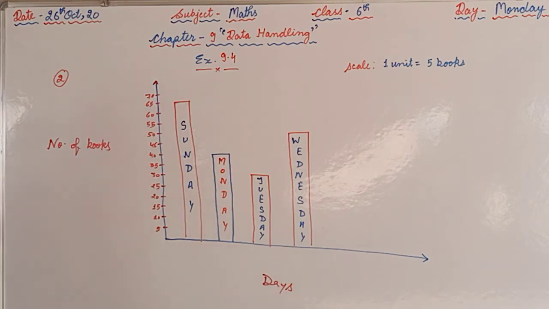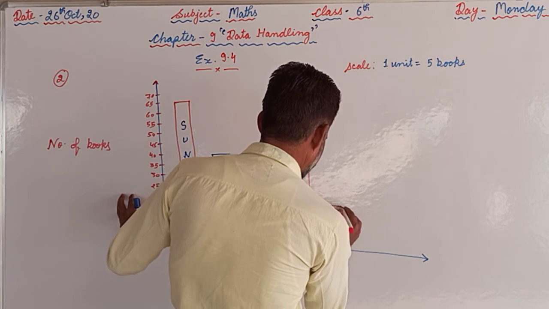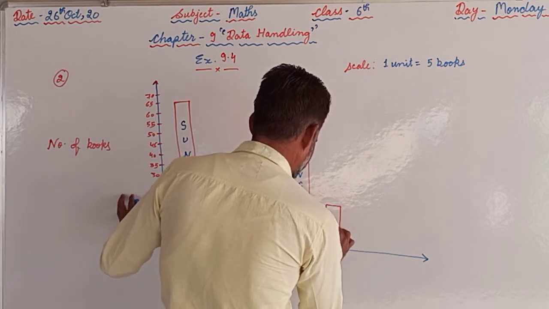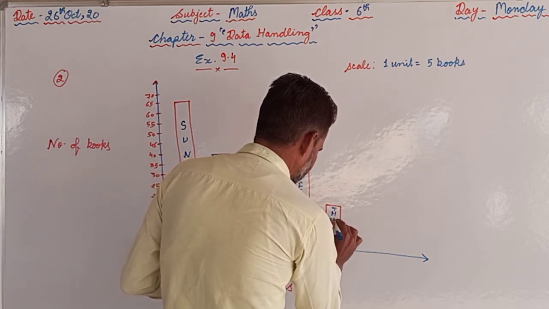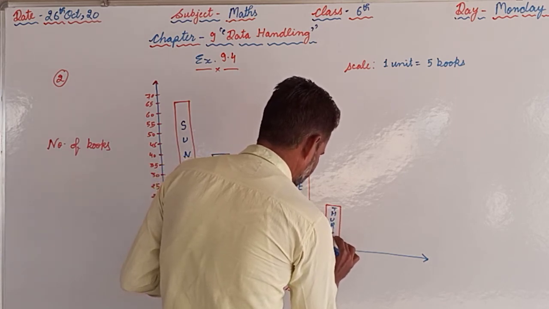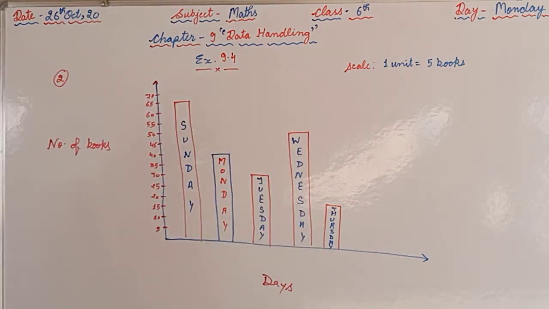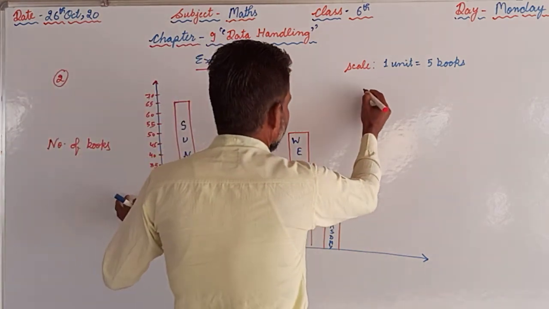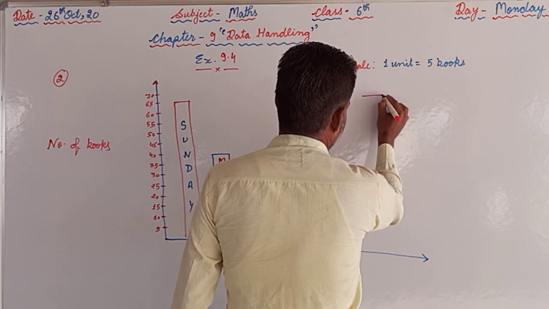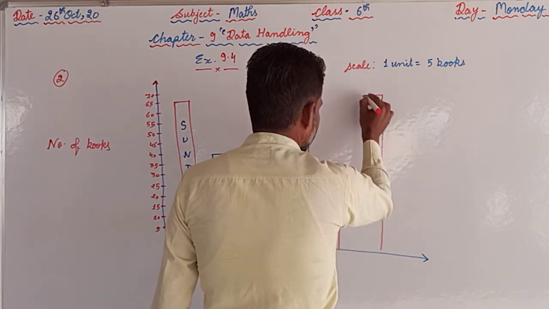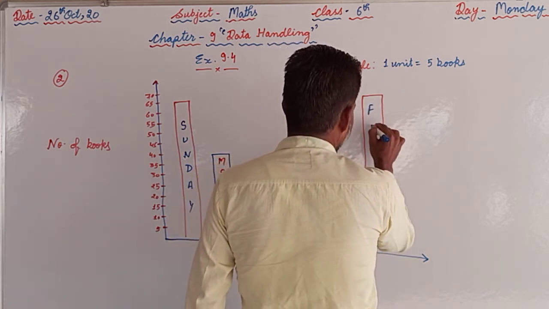And then for Thursday 20. Thursday, and then last on Friday, that is 70. So 70 will be the highest one. That is for Friday.